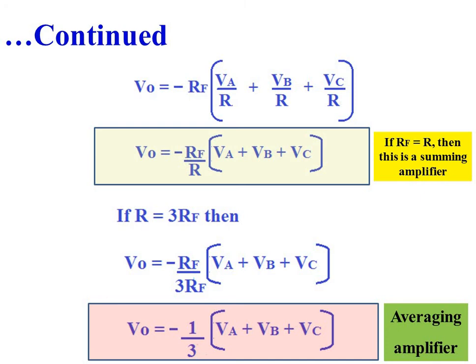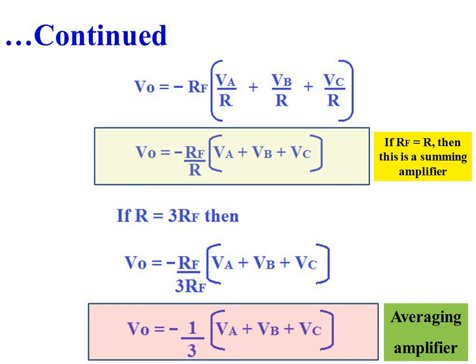If Rf is equal to R, then we can rewrite this equation as V0 is equal to minus of (VA plus VB plus VC). Then this becomes a summing amplifier. So if feedback resistance Rf is equal to Ra is equal to Rb is equal to Rc, then the circuit becomes an inverting summing amplifier.